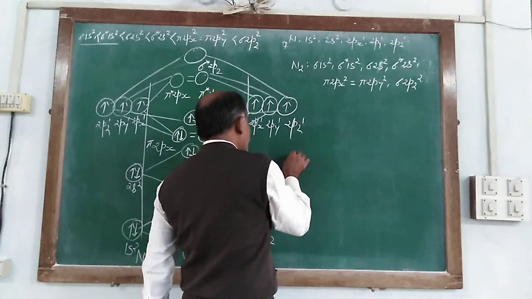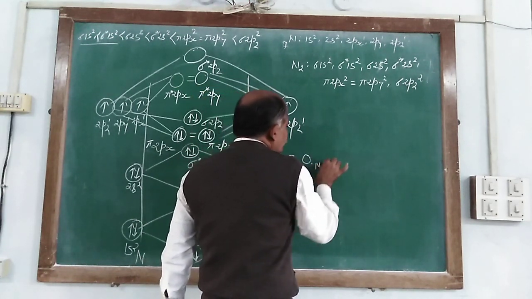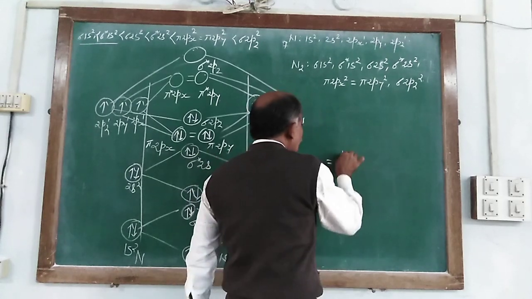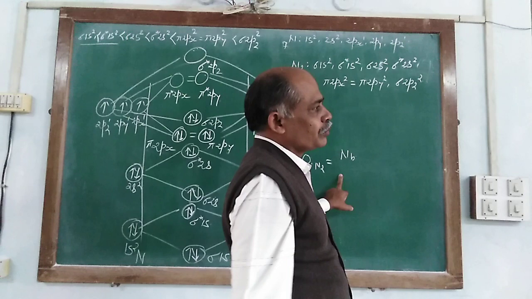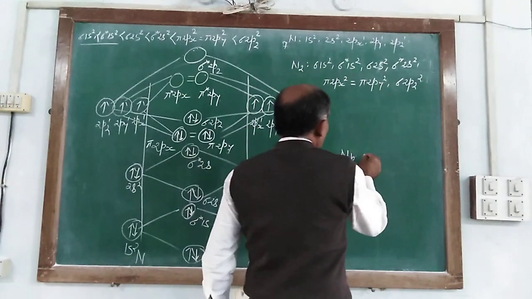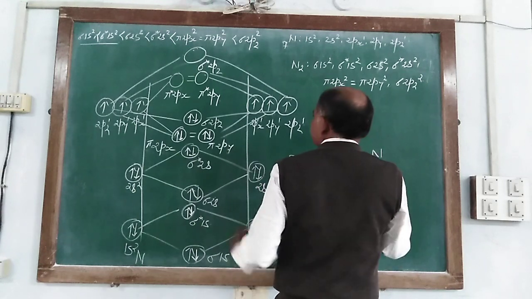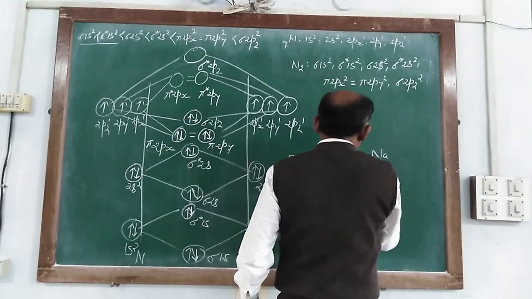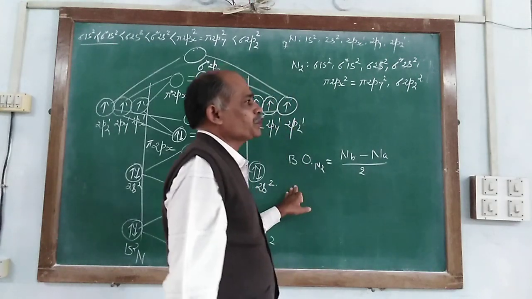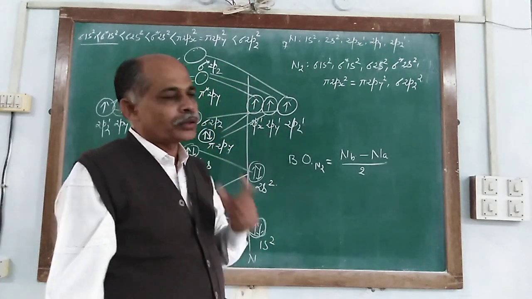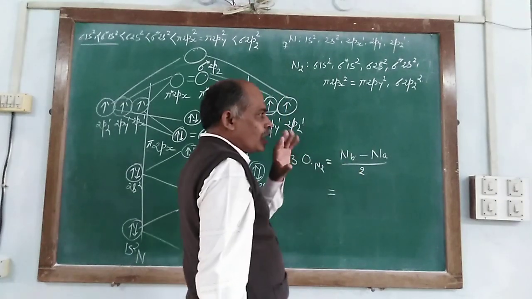So the formula for the bond order of N2 is equal to the number of electrons accommodated in bonding molecular orbitals minus the number of electrons accommodated in anti-bonding molecular orbitals, divided by 2. So we use this formula to calculate the bond order.